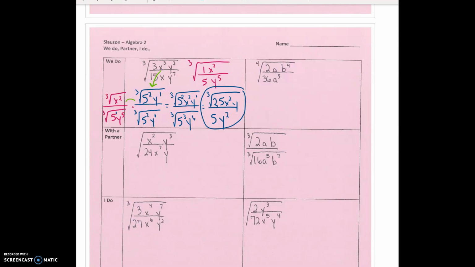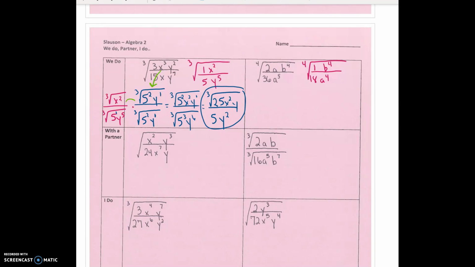I don't have a radical in the denominator anymore, and there is nothing perfect left inside this radical. So let's go to problem 4. First thing I'm going to do on problem 4 is just simplify this fraction. So 2/36 can just become 1 over 18. My a's can become a to the 4th, and my b to the 4th is just stuck there. Nothing can happen. So that's the first rule.